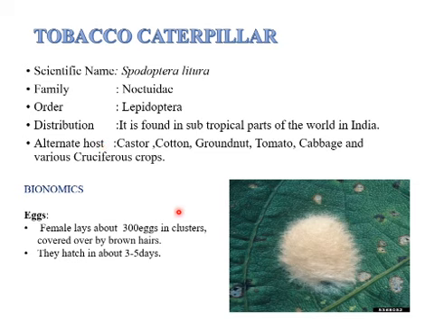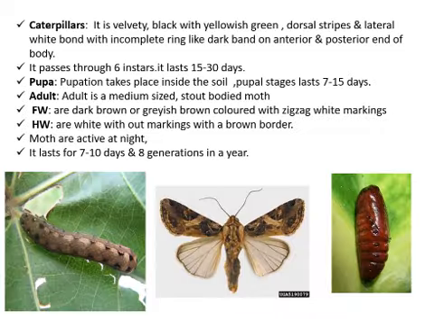Tobacco caterpillar lays about 300 eggs on the leaf, and these eggs are covered with brown hairs to protect them from predators. These eggs hatch in about 3 to 5 days. This is the tobacco caterpillar larva, adult, and pupa.